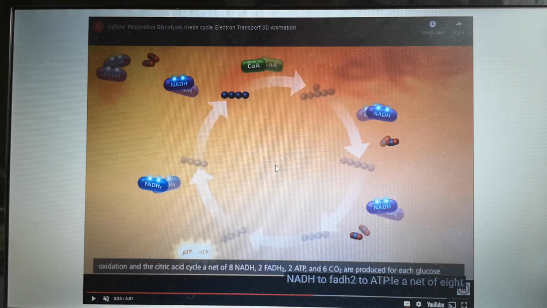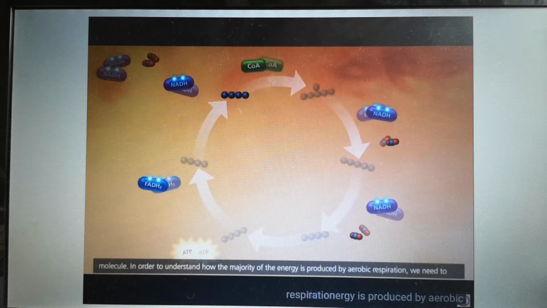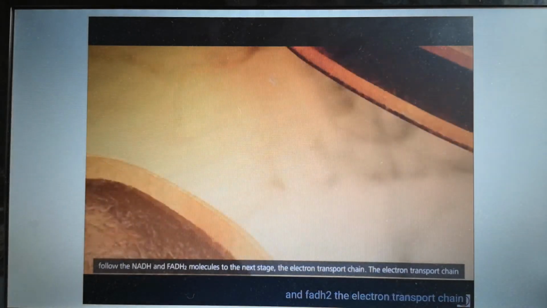Now, if we move on a little bit, from this point these reduced NAD molecules and FAD molecules are going to head to the cristae of the mitochondria, where they are going to join the electron transport chain, as I've been talking about a couple of times, and that's where it all happens in respiration.